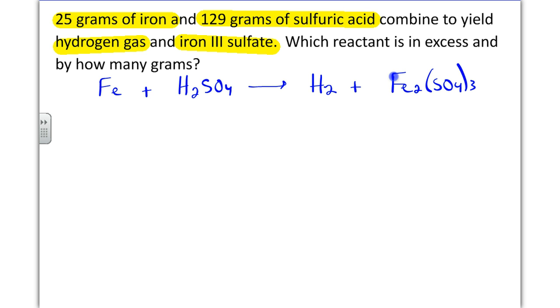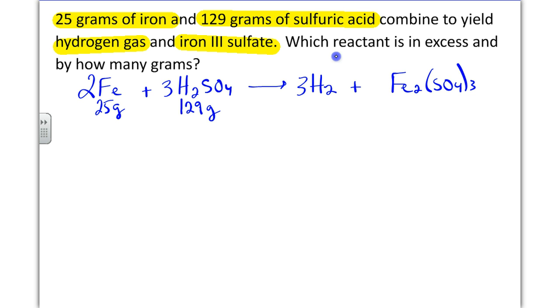We have to have a balanced equation in order to go forward and do stoichiometry. So we have 2 irons on the right, therefore we'll put a 2 here. We have 1 sulfate, 3 sulfates, so I'll put a 3 here, and then I have 3 times 2 is 6 hydrogen, so we'll put a 3 here. So now my givens are 25 grams of iron and 129 grams of sulfuric acid.